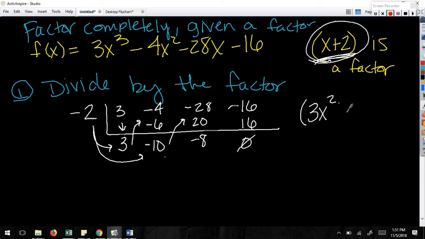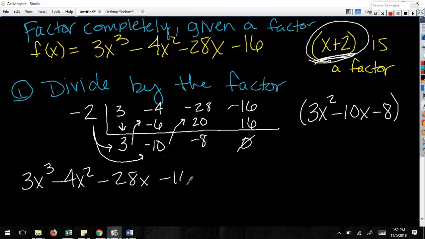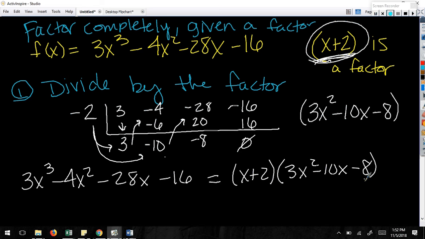3x squared. That's a factor. Because I divided by a factor, and that's what I got, so both of those are factors. So now, does everyone in here agree with me? That 3x to the third minus 4x squared minus 28x minus 16 can be written as x plus 2 times 3x squared minus 10x minus 8. Okay?